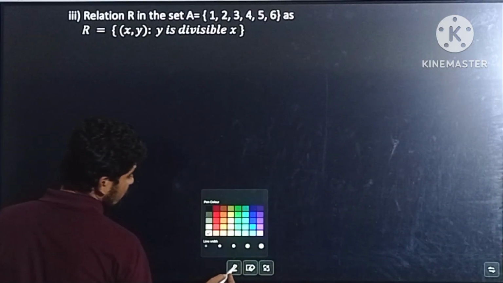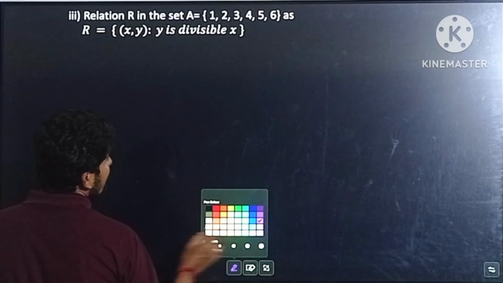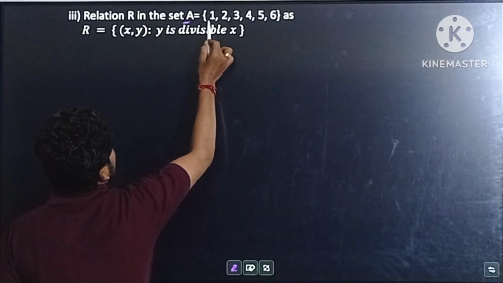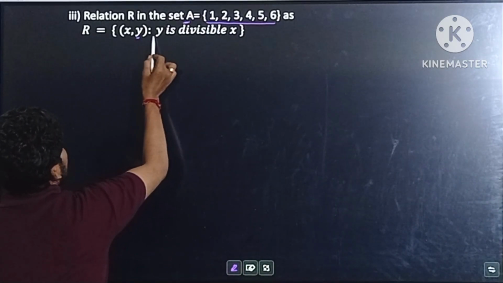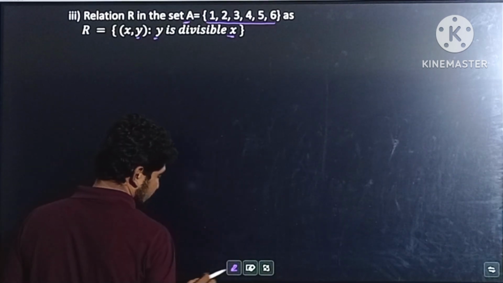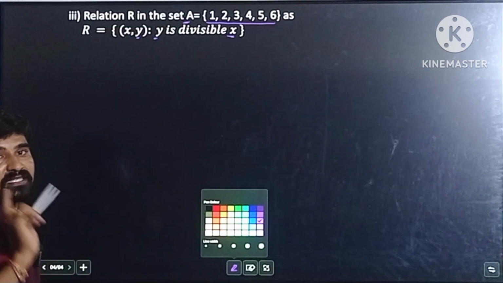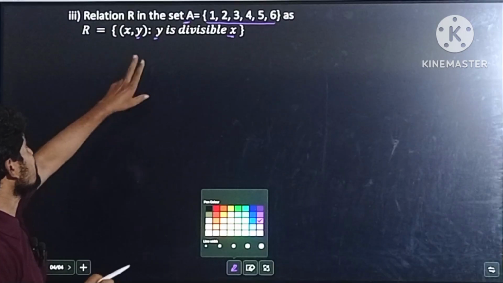So here in this question also it is given that a relation R on the set A consists of the elements 1, 2, 3, 4, 5, 6. And the relation is that the second element y is divisible by the first element x. So the first element divides the second element. This is the relation between the first and second element.